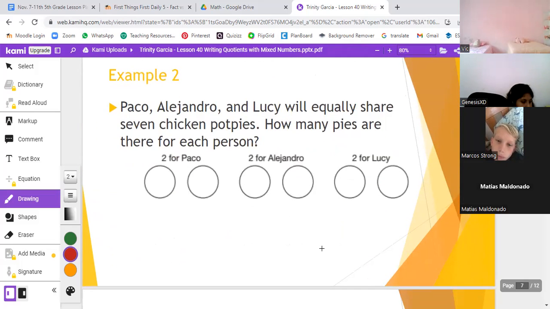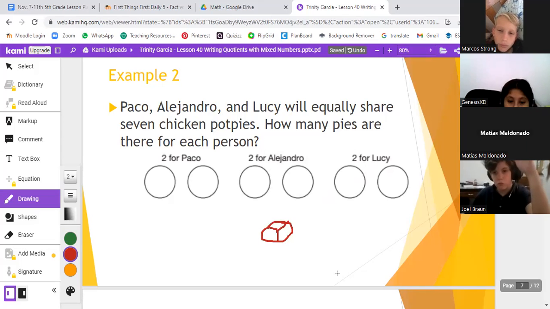Paco, Alejandro, and Lucy will equally share 7 chicken pot pies. How many pies are there for each person? Okay, there's 2 for Paco, 2 for Alejandro, and 2 for Lucy, but that's 6 pies, and we have 7 pies. So here's our 7th pie. How many people are there? 3. Good. So we need to divide this last pie into 3 pieces, into thirds. So how much does each person get? What's our mixed number answer?